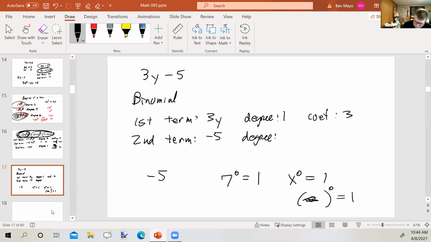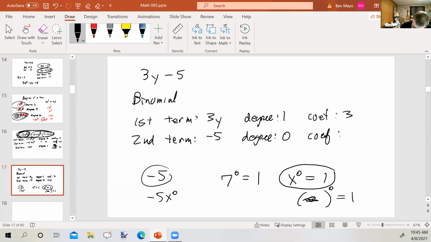Now, therefore, since x to the 0 power equals 1, I could take this term and put x to the 0 power there, and it would still just equal negative 5, because negative 5 times 1 is still negative 5. So what's the exponent on the variable? It's a 0. 0, not a 1, but a 0. So here we're going to say the degree of a constant term is 0, and the coefficient is negative 5. Now, we've got to be careful. That doesn't mean that it's negative 5 to the 0 power.